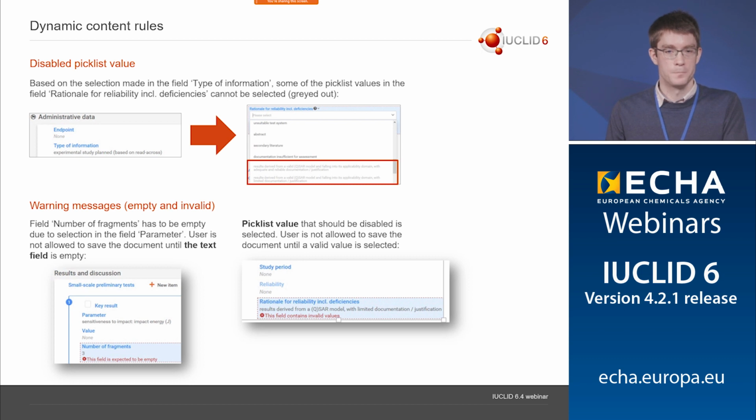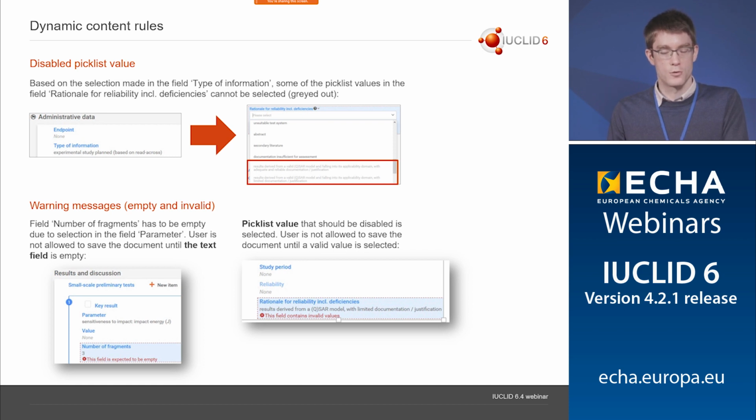And as a third example, based on the selection made in the field, in this example, type of information, various pick list values are deselected. So in this example, we've selected the experimental study as a type of information, and consequently, any results deriving from QSARs are disabled in the rationale for reliability, including deficiencies.